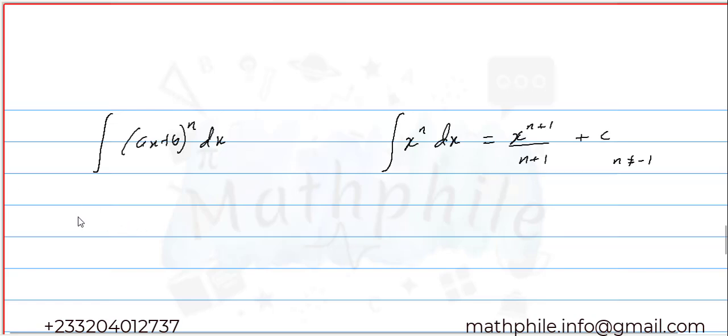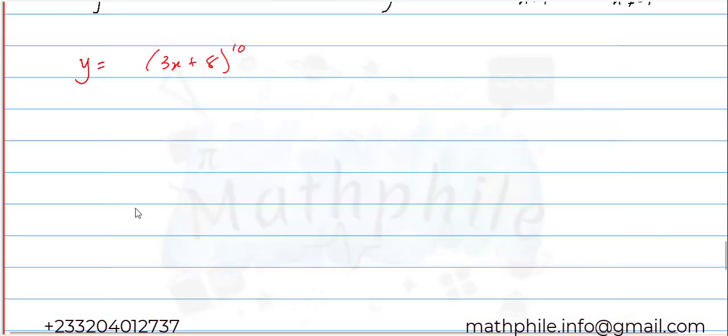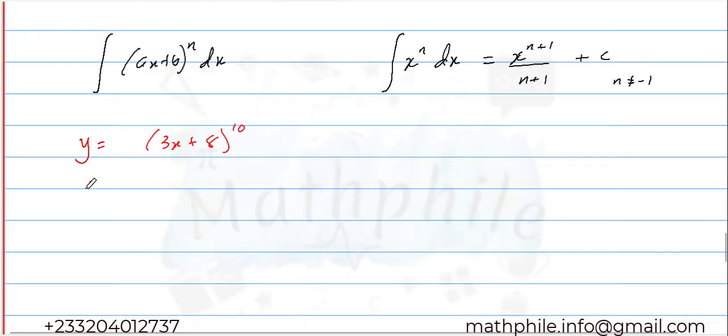Just like the differentiation in additional mathematics, if I give you y is equal to, let's say, (3x + 8) raised to the power 10, to differentiate this one, you actually differentiate the entire function. So in this case, dy/dx is going to be equal to 10(3x + 8) raised to the power 9. Then you multiply this one by the differential of what is inside the bracket. That's 3. So the final answer is going to be 30(3x + 8) raised to the power 9.